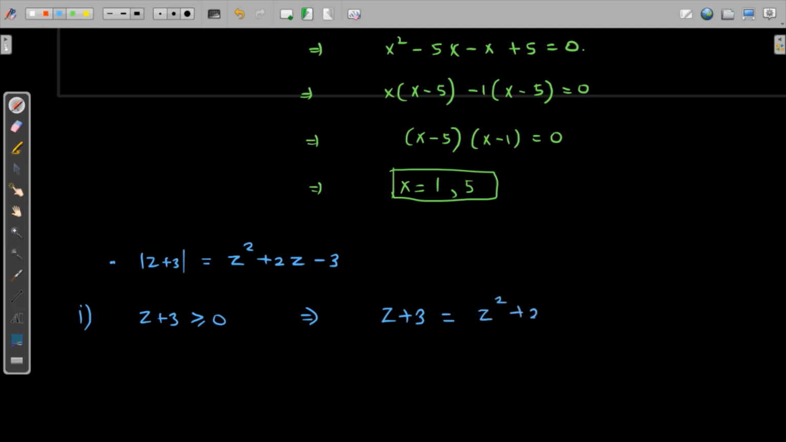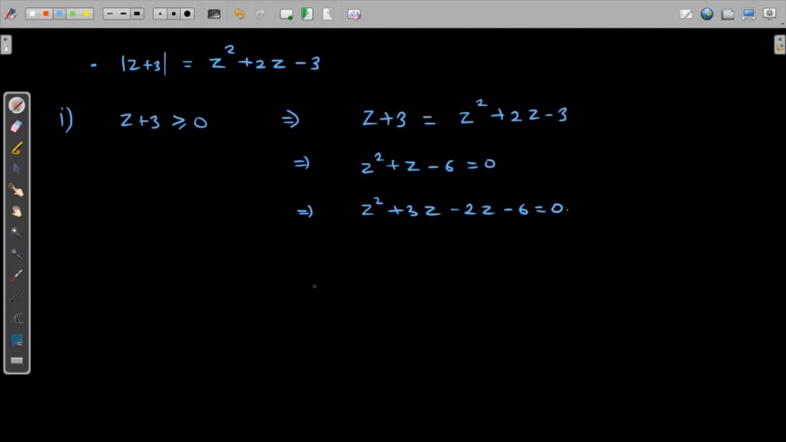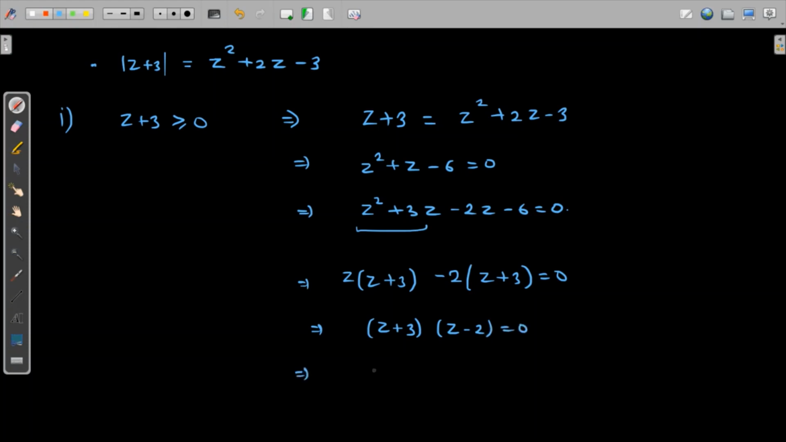So z plus 3 is z square plus 2z minus 3. If we rearrange this, bringing all these terms over to the right, we have z square plus z minus 6 is equal to 0. This can be easily factorized, because this becomes z square plus 3z minus 2z minus 6 equal to 0. From the first two, we'll take z out, so we are left with z plus 3. Then we take negative 2 out, we are left with z plus 3 again, and that is equal to 0. Now, if z plus 3 is taken out as a common factor, we are left with z minus 2. From here, the value of z comes out as negative 3 and z is equal to 2.